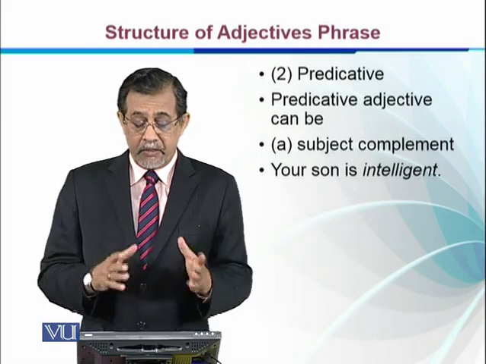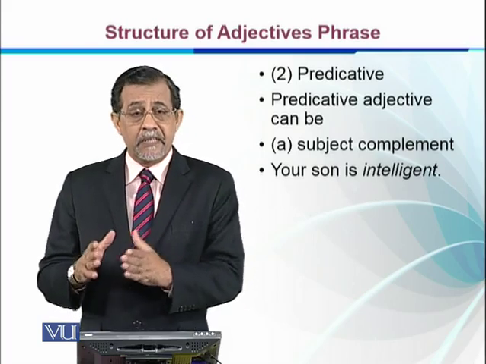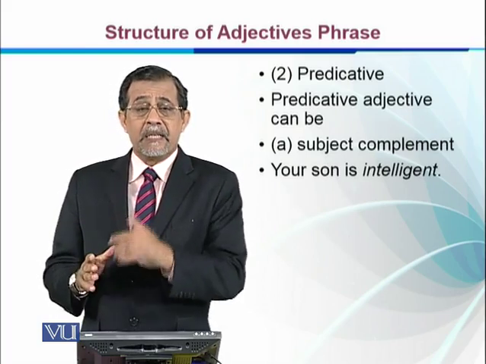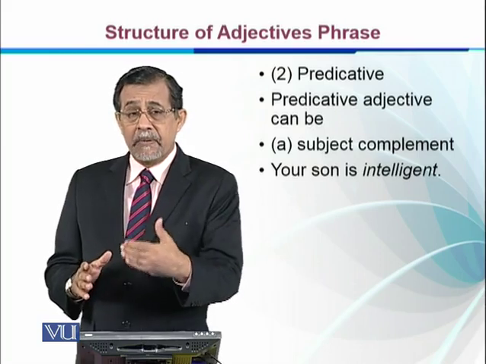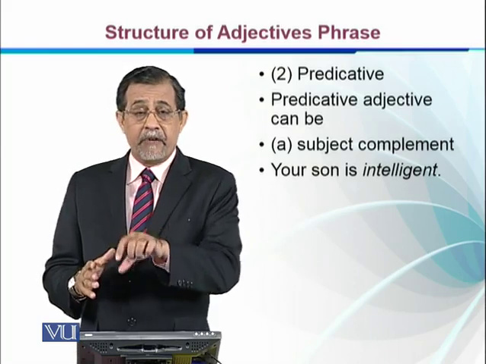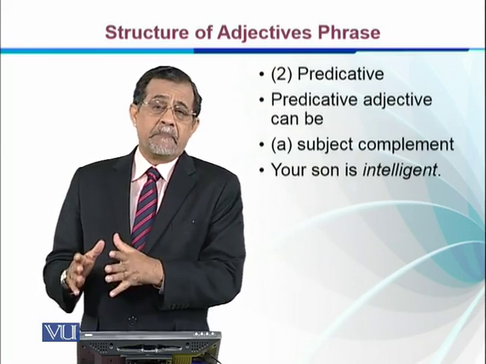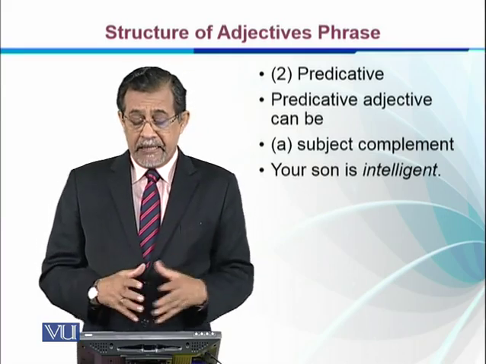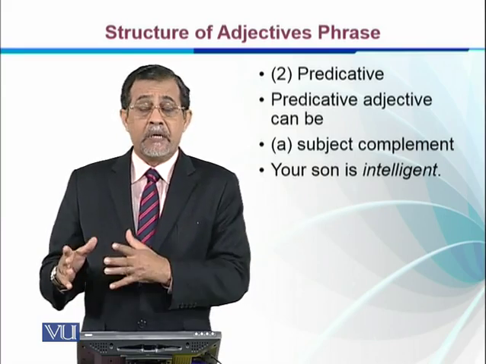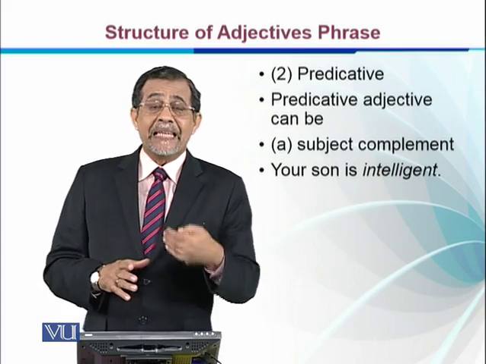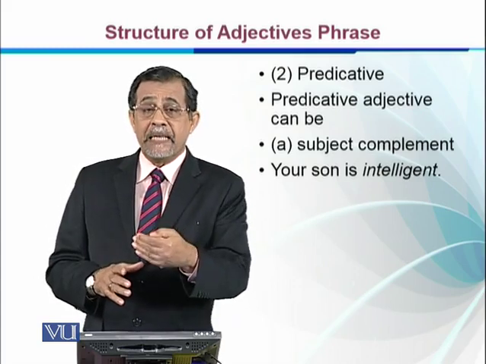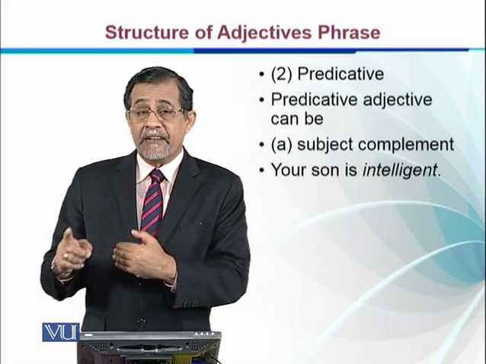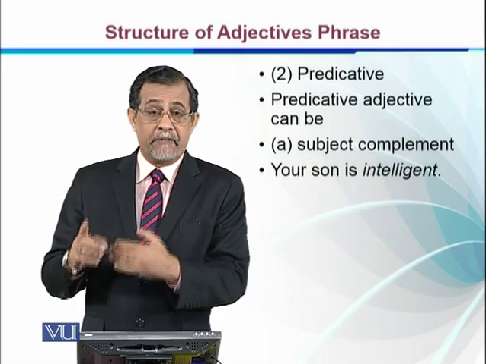Your son is intelligent. So your son is the subject, is intelligent is the predicate, is is the linking verb, and intelligent is the complement. But as complement, it is an adjective. It is found in the predicate. So we say that it is in the predicative function. If the sentence would be like this, Ali is your intelligent son, in that case, it would still be in the predicate, but in this case, it would be modifying son. So it would be in attributive function or position as well.